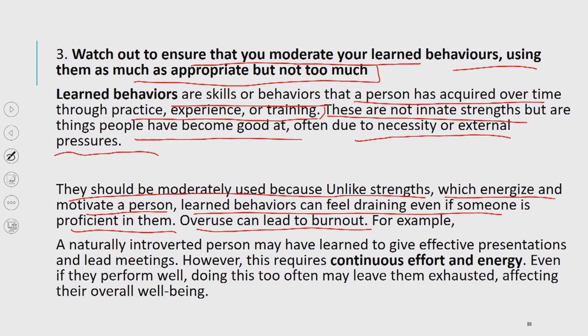For example, somebody is a naturally introvert person, which means the person is not very outgoing. The person enjoys their own personal space, is not too talkative, and doesn't socialize too much. That is the natural tendency of the person. Now they may learn to give effective presentations and lead meetings, which require a lot of extrovert qualities, because that is the requirement of the job.